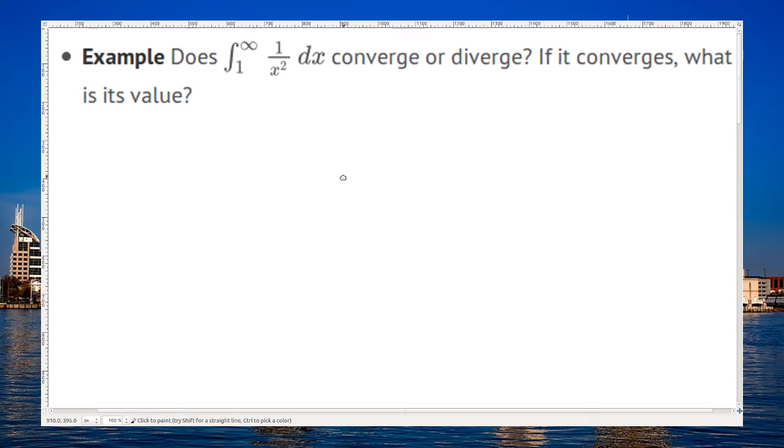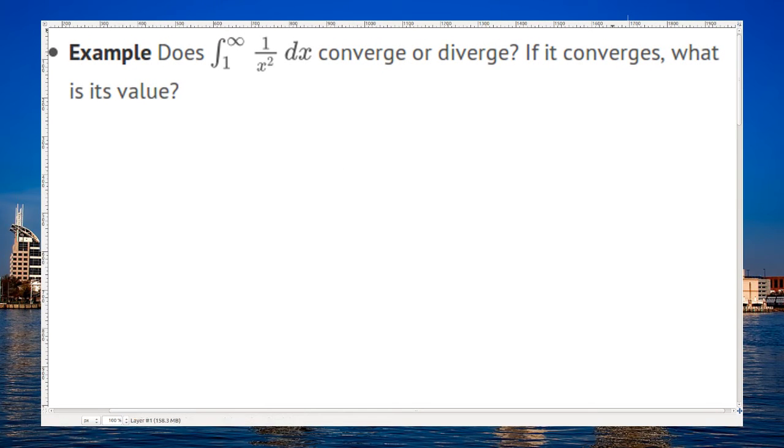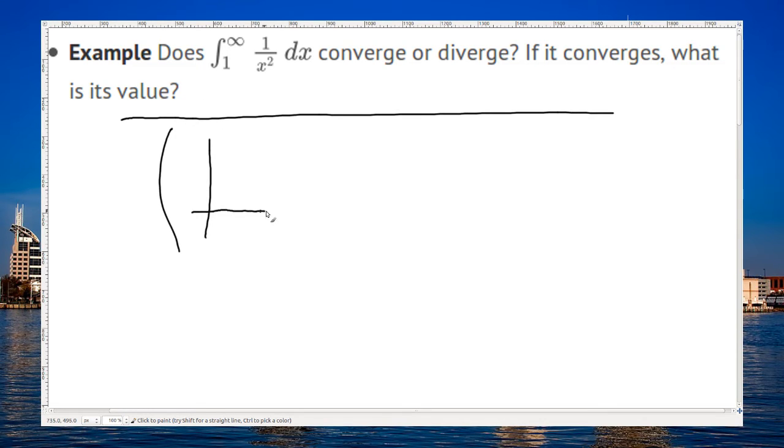So here we have an improper integral. Does it converge or diverge? If it converges, what is its value? So let's take a look at what that would evaluate to. First of all, the picture does not help solve this problem, but I can draw it anyway. This is like y equals 1 over x squared. It looks a lot like y equals 1 over x, but it shrinks a little bit quicker because it's squared. And we want from 1 out to infinity, and so what we're looking for is this area right here.